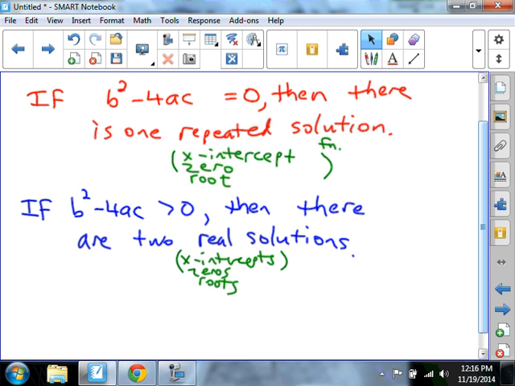Now, why is that the case? Why is that the case that if we have something positive under a square root that there's going to be two real ones? Well, because it is going to be real. You got the third idea? What's the third one going to be?